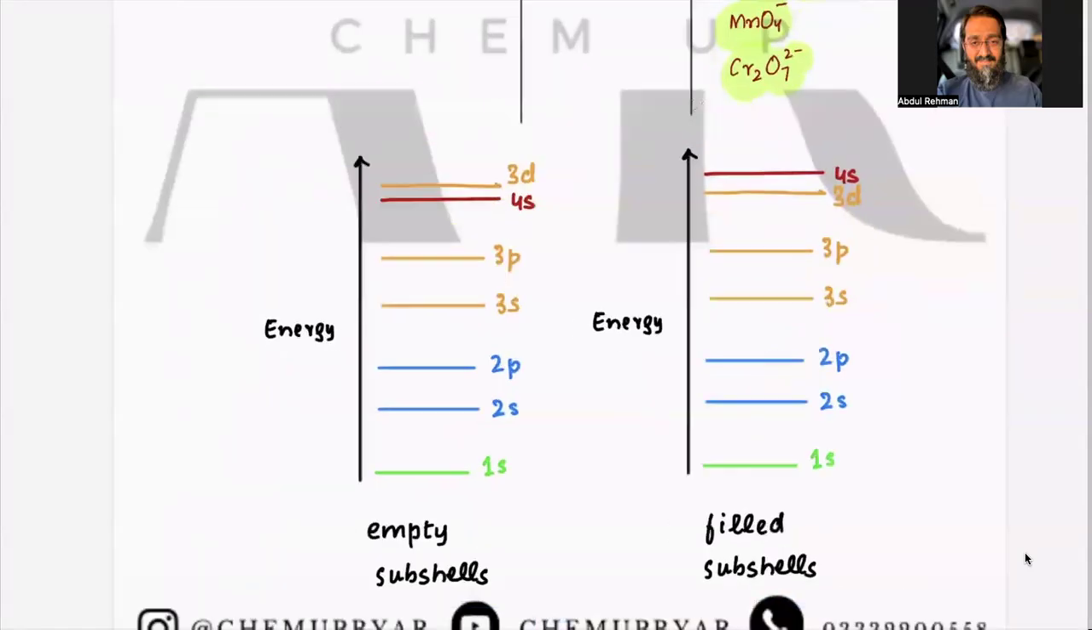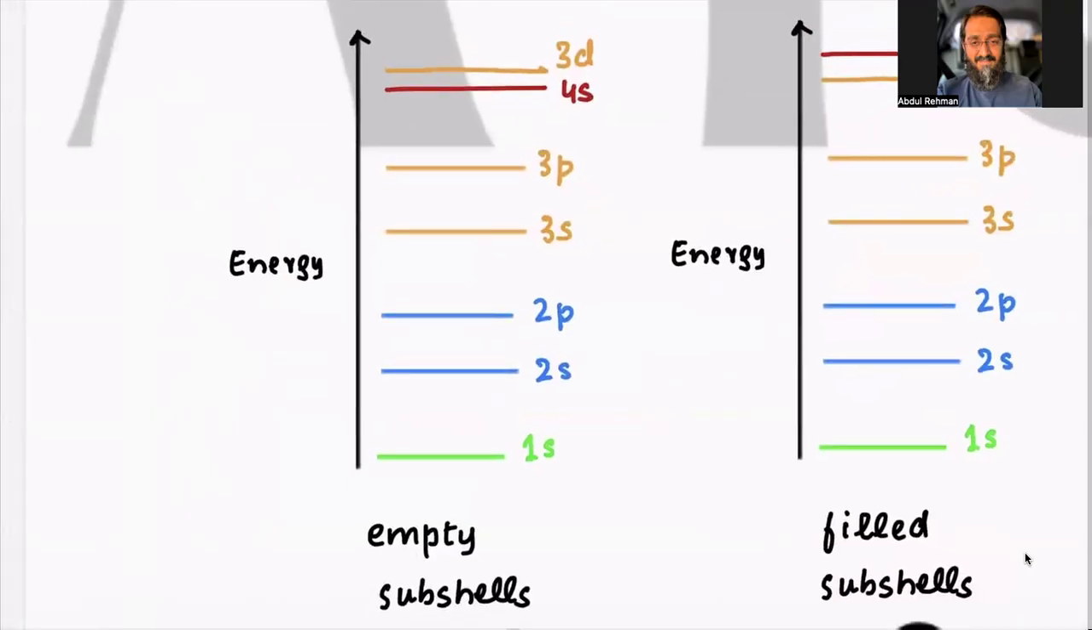For example, when the atom is empty and the electrons are being filled. First, the energy gap between the other subshells is high, but between these two, the energy gap is very small. So it becomes easy for an electron to jump from 4s to 3d. And the other thing, the energy of 4s is lower, and 3d is at a higher energy.